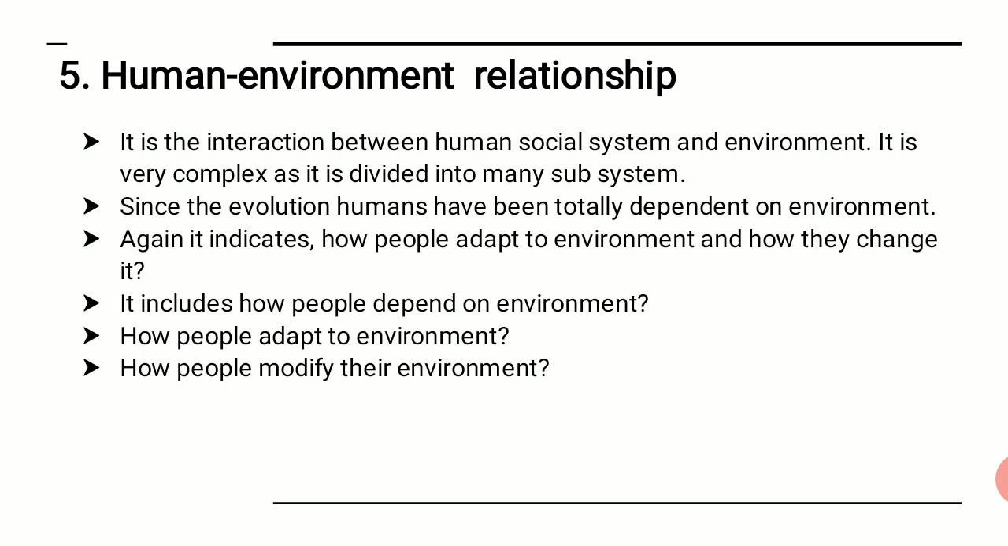So we will try to just brief it out here. It is the interaction between human social system and environment. It is very complex as it is divided into many subsystems, right? It's only one thing that I have tried to explain. It is just one subsystem that I have tried to explain here, that if we interact with the environment, then it may be in the form of so many things.